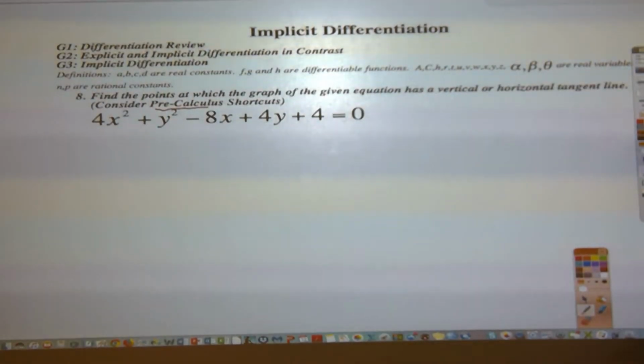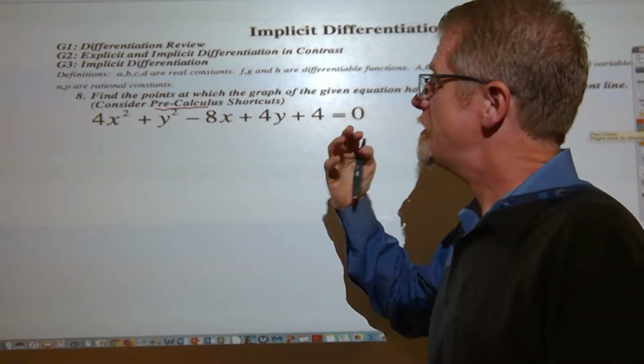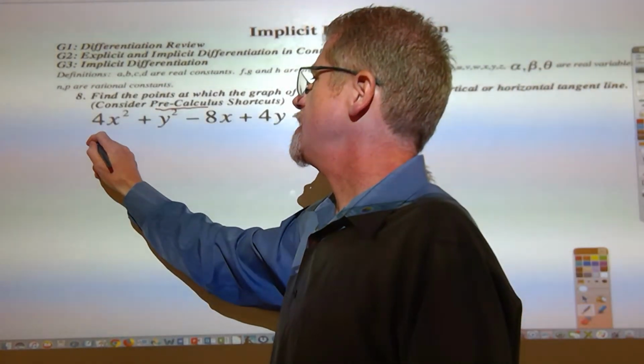Now, while you're working, I'm going to work up here to find dy dx using implicit differentiation.